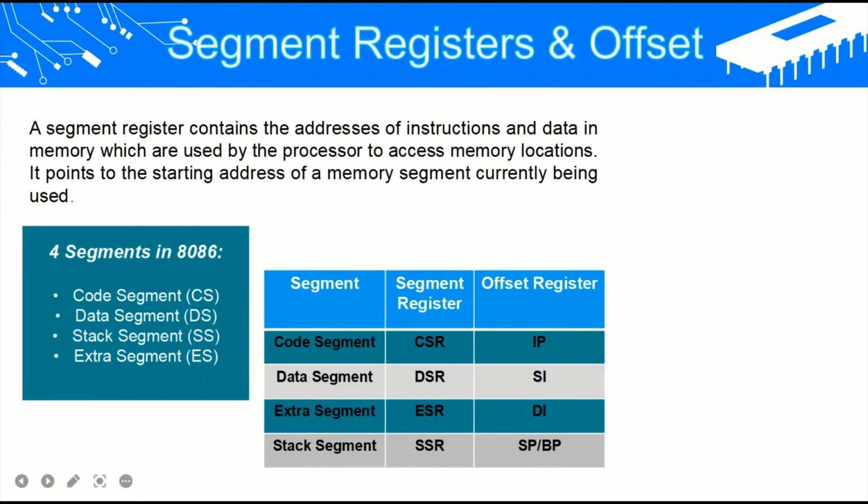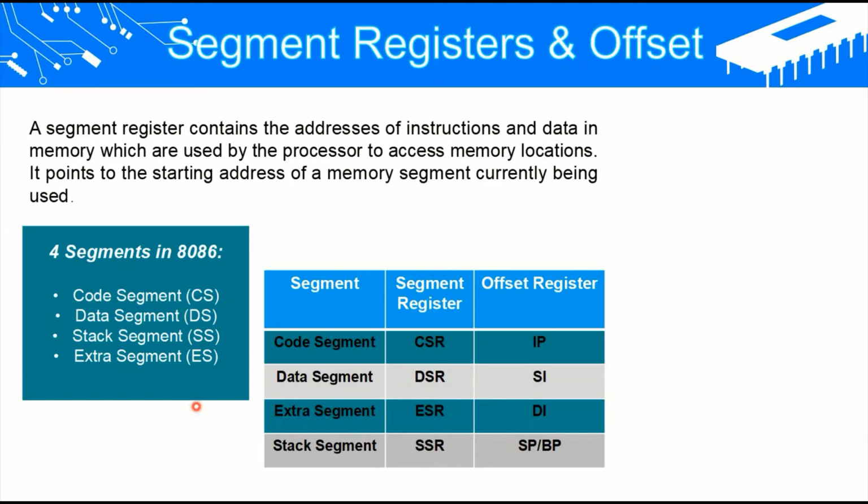Let us see the segment registers. A segment register contains the addresses of instructions and data in memory which are used by the processor to access memory locations. It points to the starting address of a memory segment currently being used. There are four segment registers in the 8086 microprocessor, named code segment, data segment, stack segment, and extra segment.